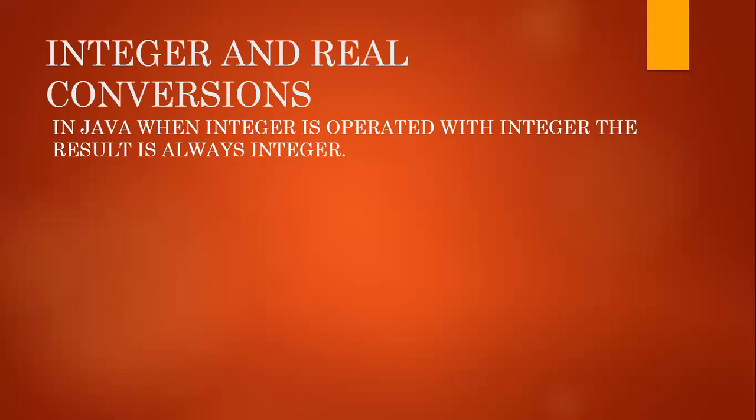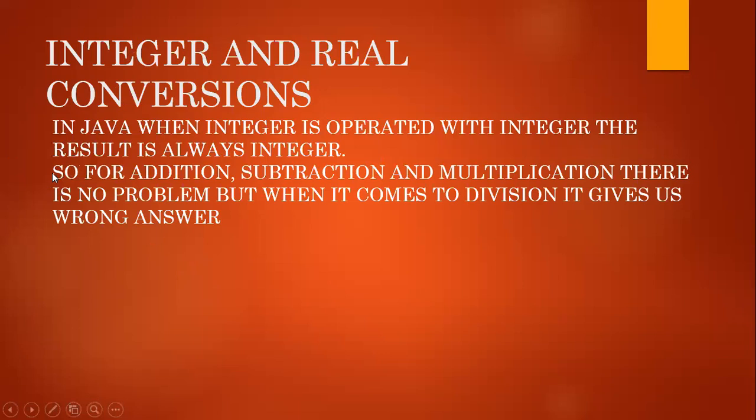We have discussed this in the precedence of operators, where we have seen that whenever the operation is between integer and integer, the result is always an integer, while mixed expressions are different. For addition, subtraction, and multiplication, there is absolutely no problem with the way Java functions versus general maths. But when it comes to division, the Java program gives us the wrong answer.